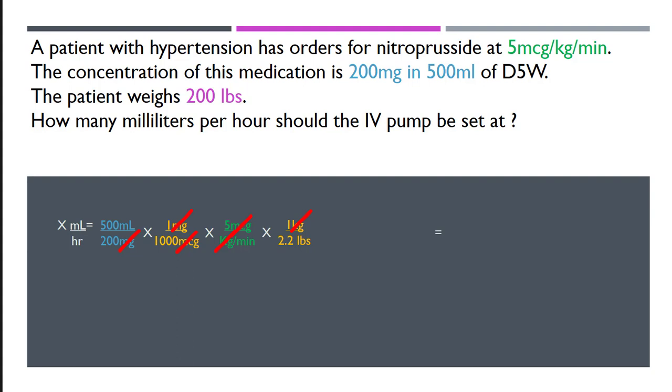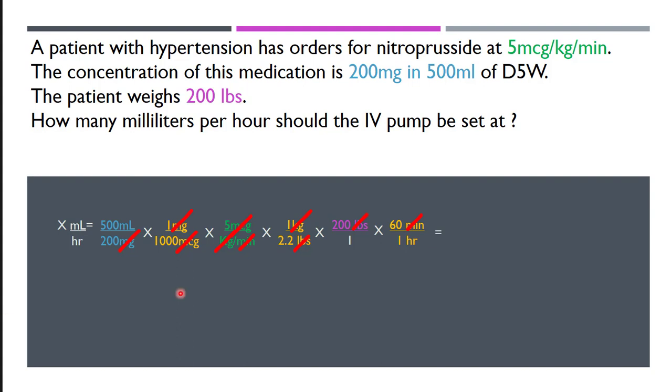Okay, so I have milliliters on top, minutes and pounds on the bottom. So now I need to take this pounds and cancel that out. How do I do that? I'm going to take the 200 pound patient, 200 pounds, that way I can cancel these out. Now I have milliliters on top and minutes on the bottom. I need to get rid of the minutes. Same conversion as before, 60 minutes per 1 hour.